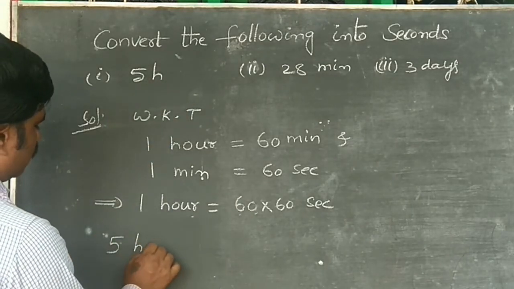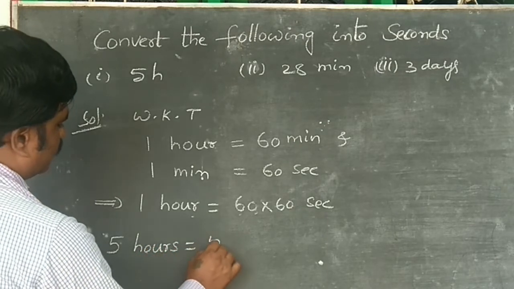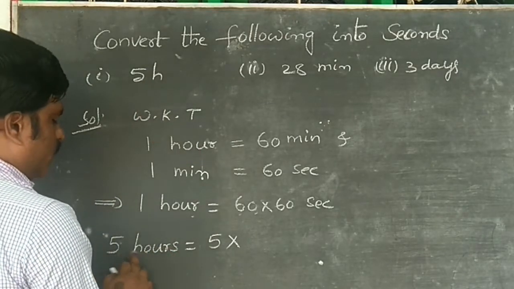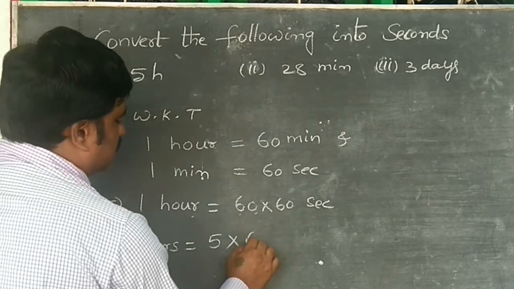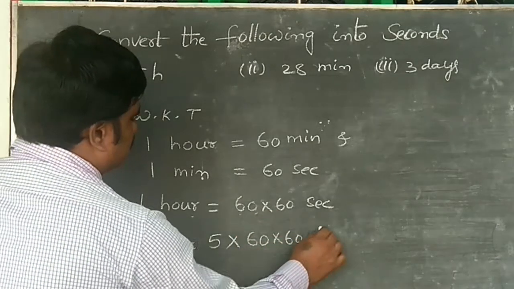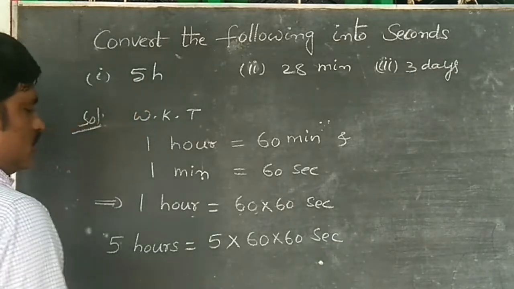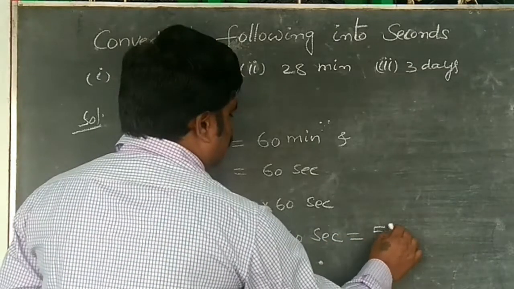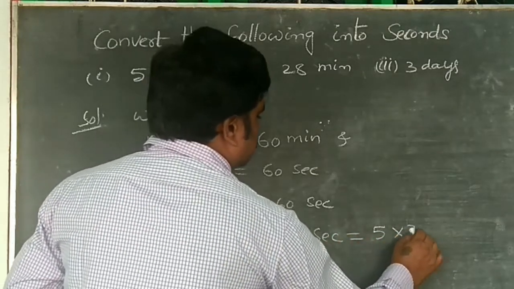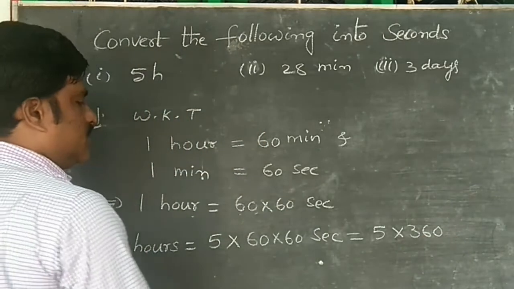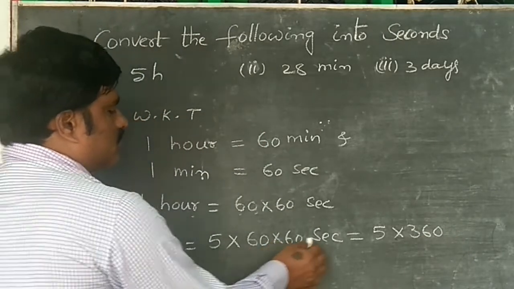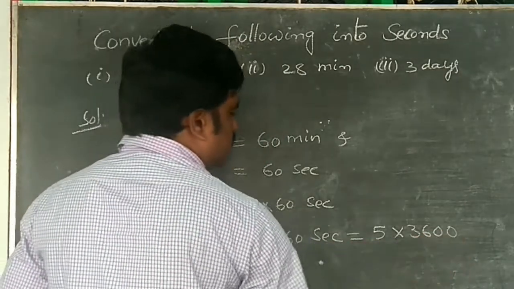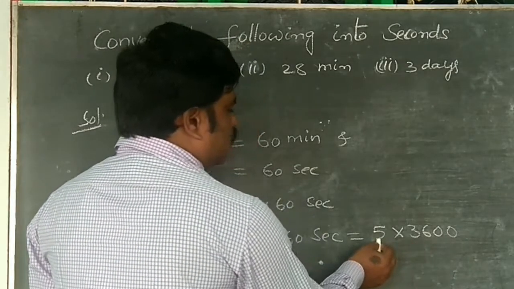So 5 hours is equal to 5 into 1 hour, which is 60 into 60 seconds. So that is equal to 6 sixes are 36. 5 into 6 sixes are 36, 360. So 2 zeros. 6 sixes are 36, 2 zeros. Now we multiply 36 into 5.